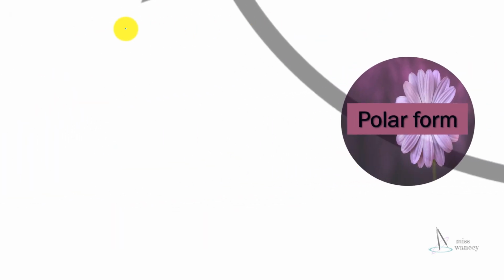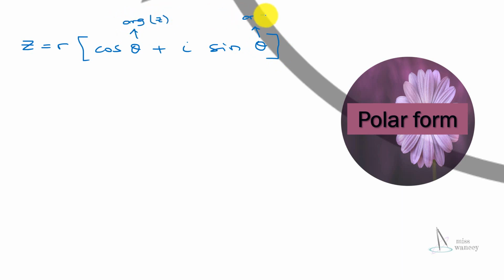In polar form, z is equal to r (cos theta plus i sin theta). Theta is the argument that we calculated before, where r is the modulus of z. Cos stays as cos, i as i, sin as sin, so you don't have to change them. You simply need to substitute the values for r as well as theta.